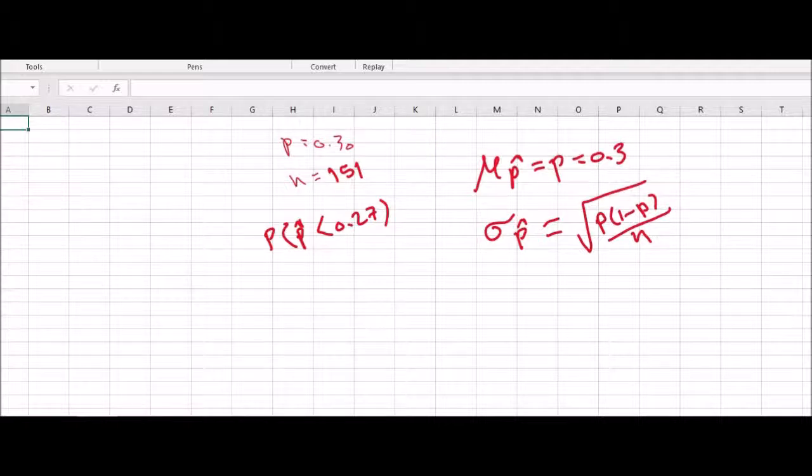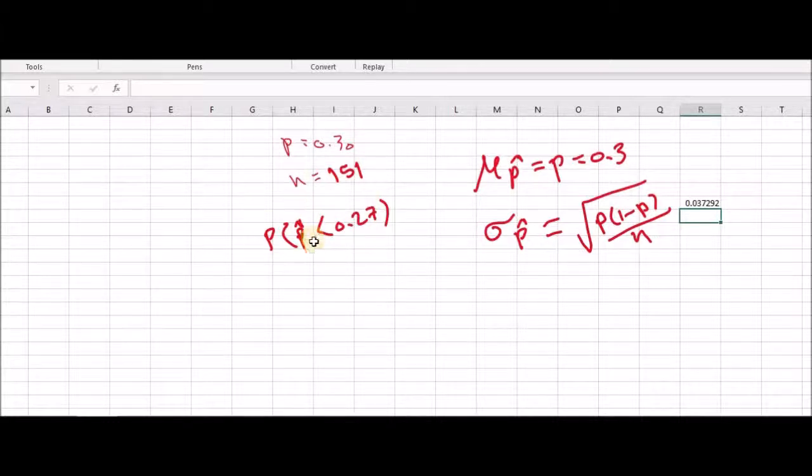I'm going to compute the standard deviation right here. So that is equal to the square root of 0.30 times 1 minus 0.30 divided by 151. And that is the standard deviation for the distribution of sample proportion.